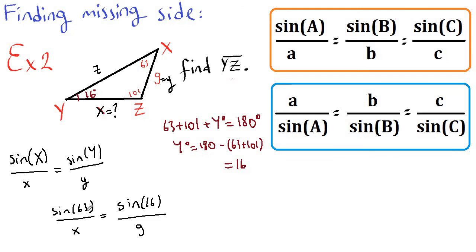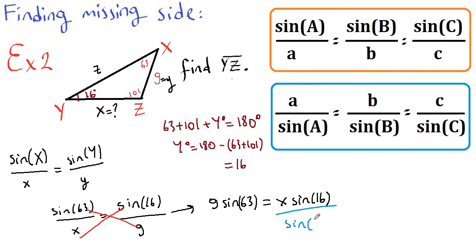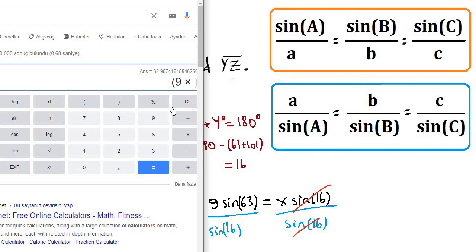Now we have to do cross multiplication. So 9 times sine of 63 is equal to x times sine of 16. Because we're looking for x, we need to keep x alone, so we divide both sides by sine of 16. And our x will be equal to 9 times sine of 63 divided by sine of 16.